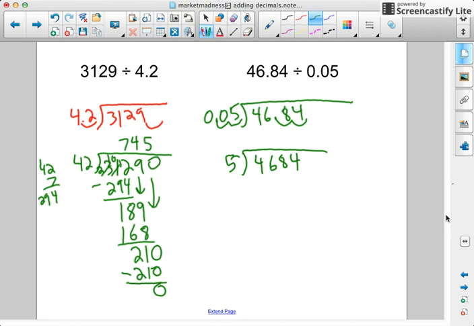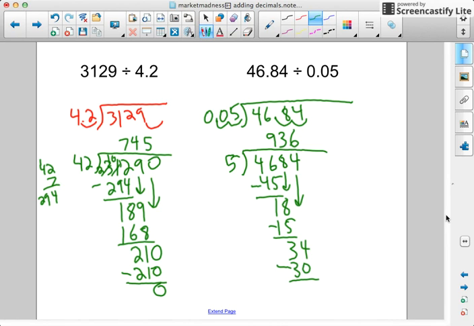5 doesn't go into 4. 5 goes into 46 9 times. 9 times 5 is 45. Subtract, I get 1. Bring down. 5 goes into 18 3 times. 3 times 5 is 15. Subtract, I get 3. Bring down, I get 4. 5 goes into 34 6 times. 6 times 5 is 30.